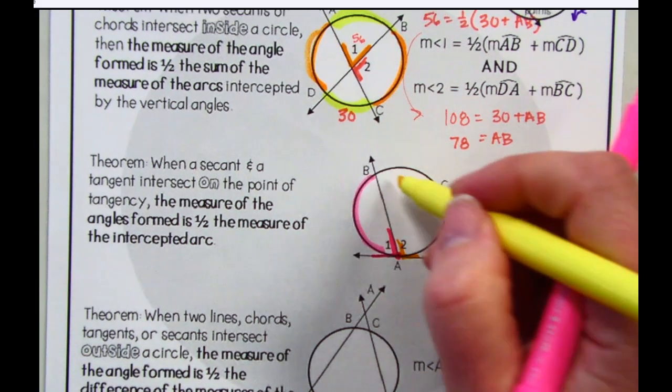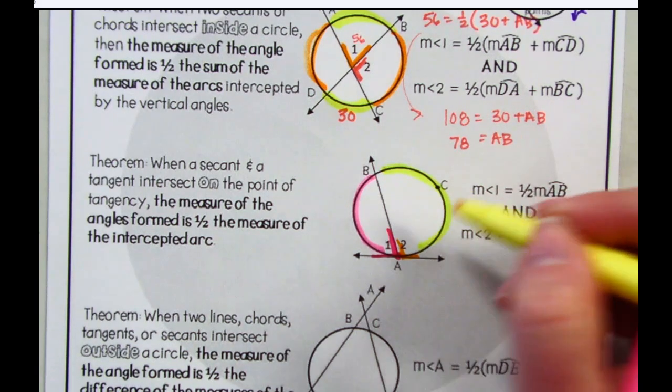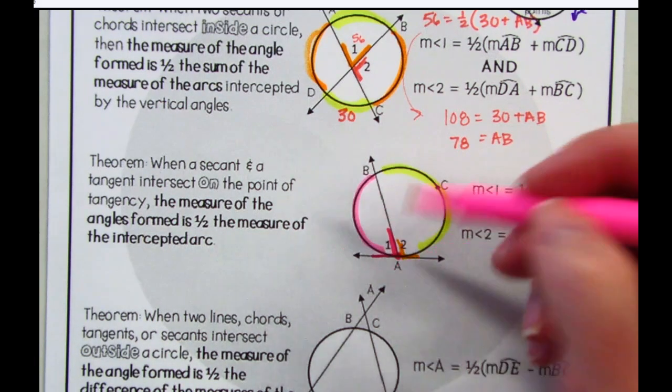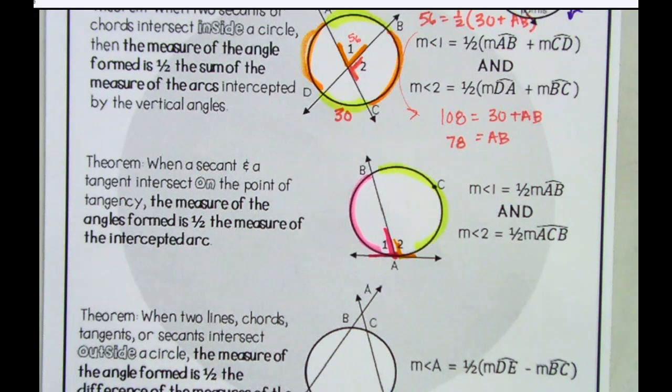And that should feel like our theorems when we were working with tangent lines only. In this case, we've just added a secant and are talking about it a little bit differently. Let you catch up on your notes before we go to the next one.